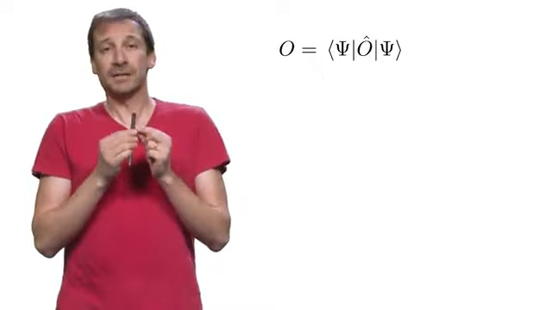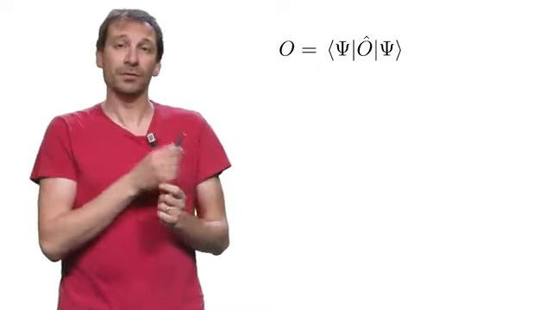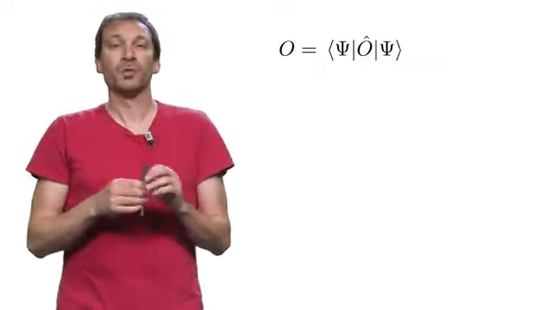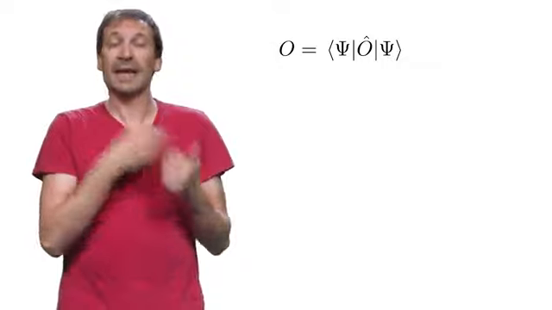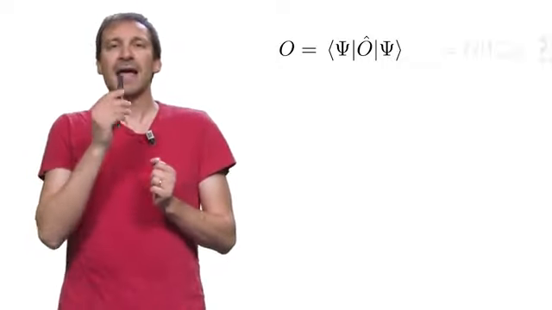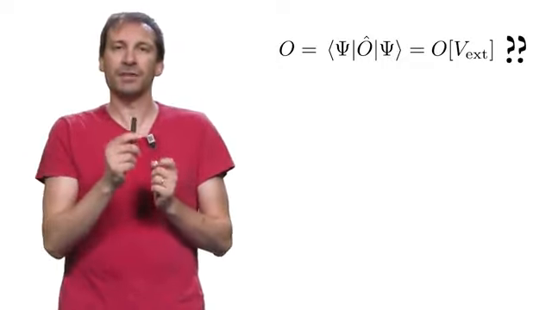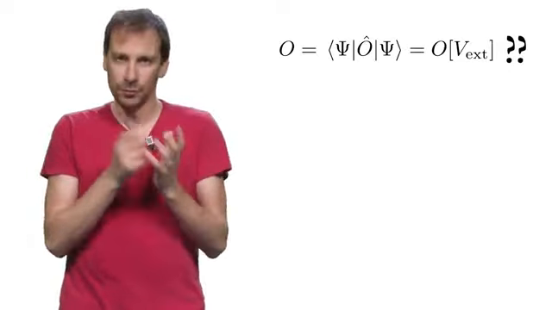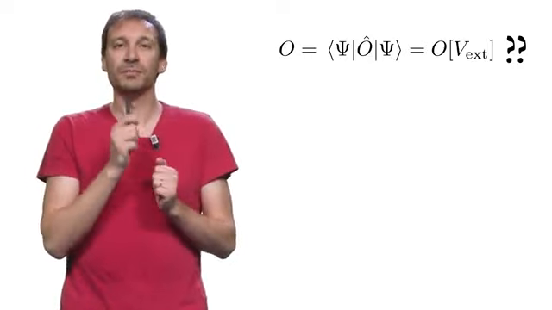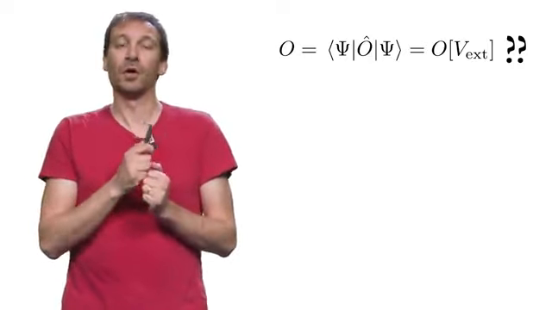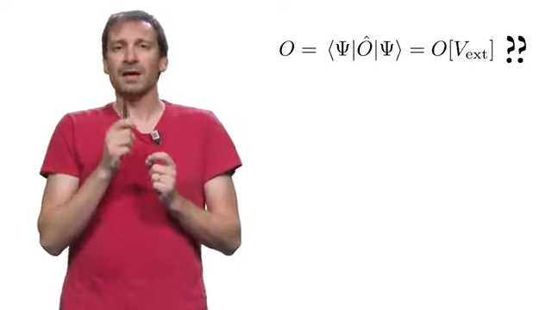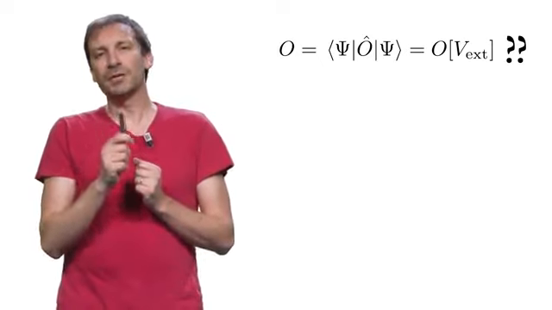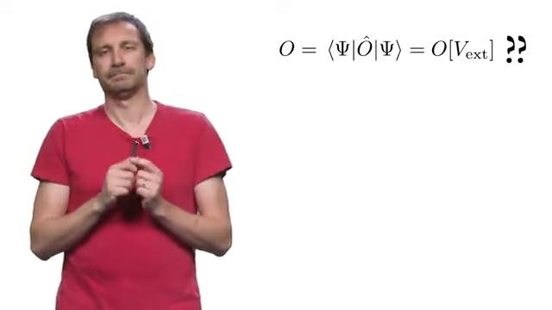So, if the expectation value of an operator depends on the wave function, here we consider the ground state wave function, which in turn depends on the Hamiltonian, and hence the external potential, can we say that each observable is uniquely determined by the external potential? In other words, can we say that each observable is a unique functional of the external potential? This is a crucial point for our DFT course. So I invite you to think a moment about this question.